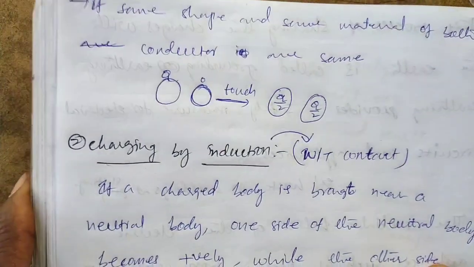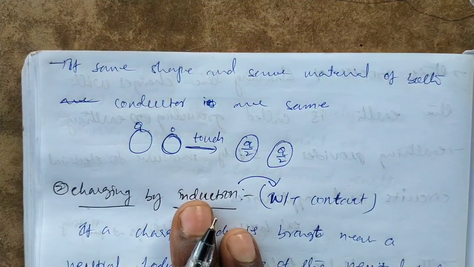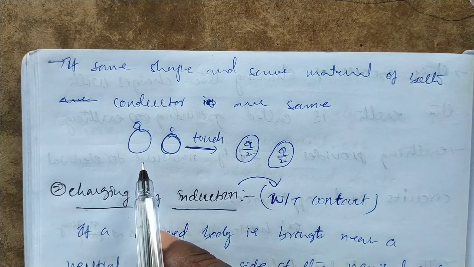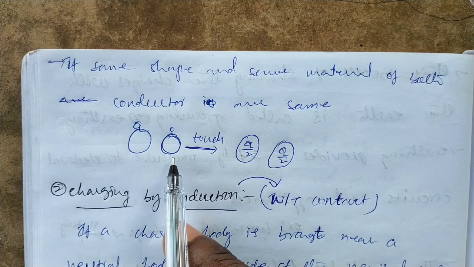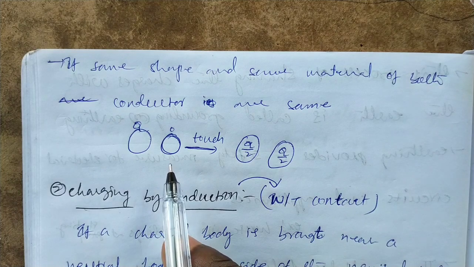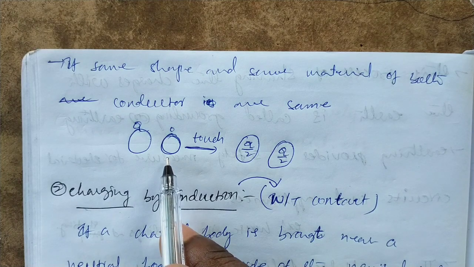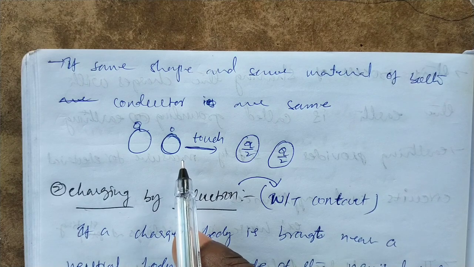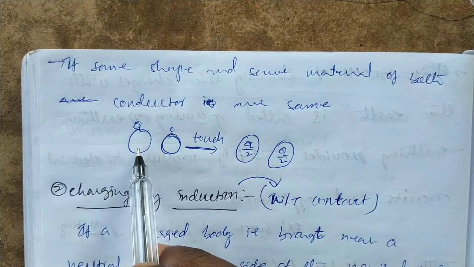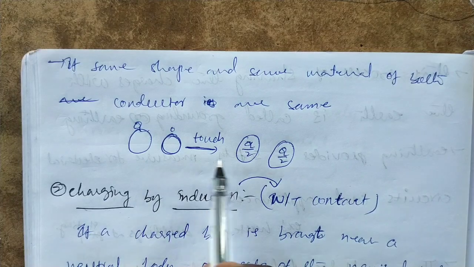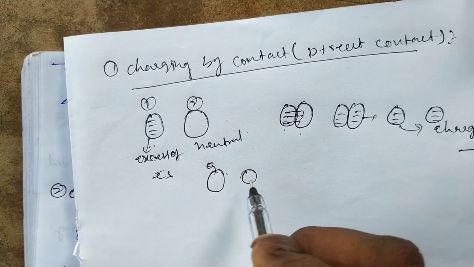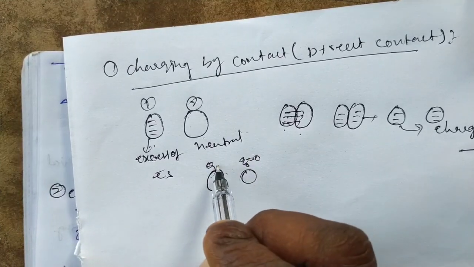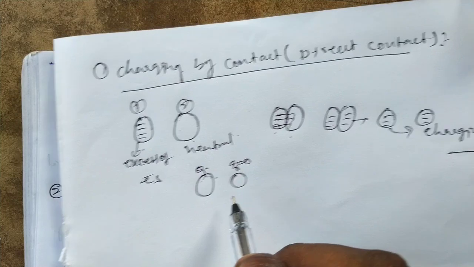Suppose here, same material: one metal having charge Q, another metal having no charge. A neutral body has the number of protons equal to the number of electrons, that means the number of negative charges is equal to the number of positive charge carriers. Here contact means suppose one has charge Q and the other has no charge, Q equals 0. It is separated by contacting.